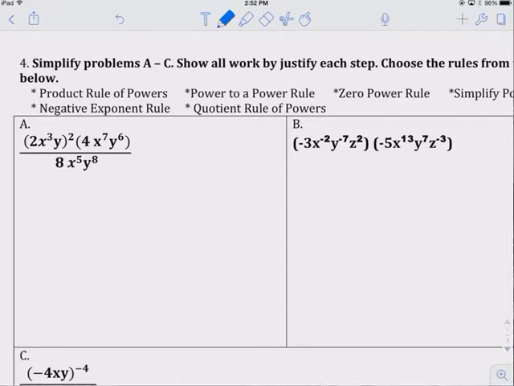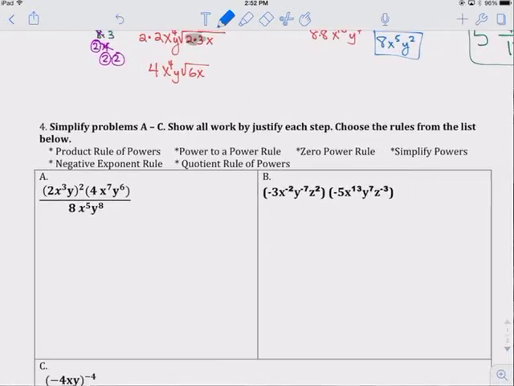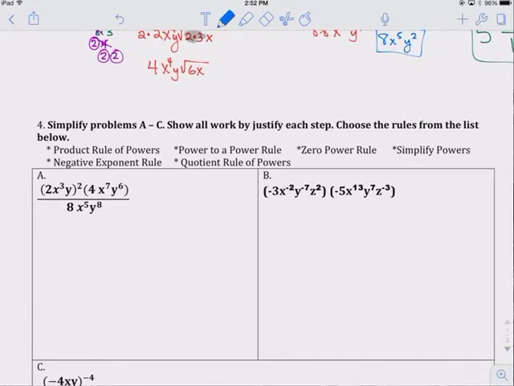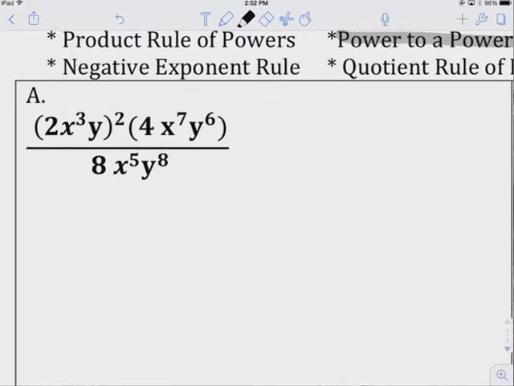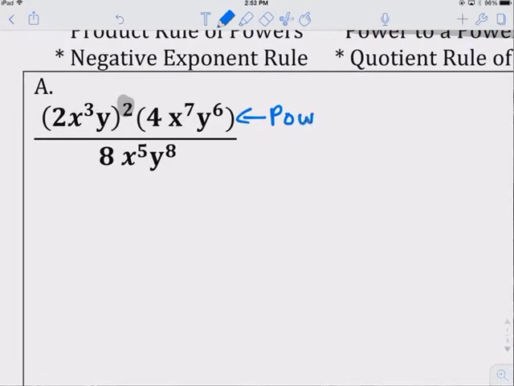These will be on the test. Guys, I don't want you to miss any of these because the test basically looks like this. Just like your quiz where the review looks exactly like the test, the same thing is going to happen. Okay? So what is the first rule we're going to do here? Power to a power. We always do the power on the outside first. Okay, power to a power, right?